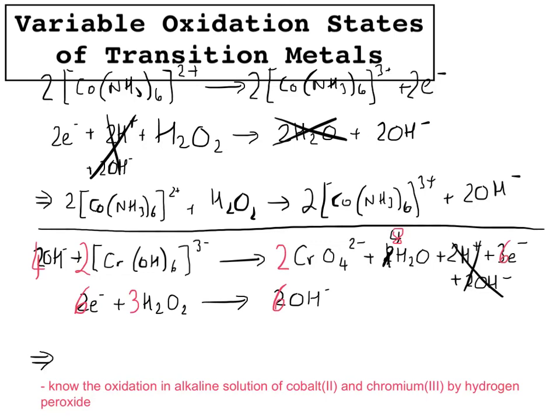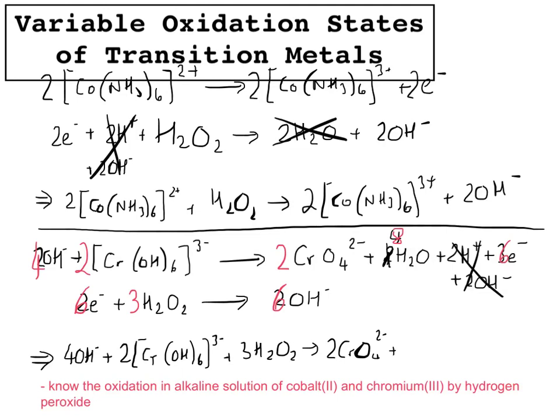So what we'll have is 4OH- plus 2 of the chromium complex plus 3 H2O2 goes to make 2 chromate ions plus 8 H2O plus 6 OH-. And then you'll see there's OH- on both sides, so we'll cancel out these 4 on this side with the 6 on this side, so I'll just have 2 OH- left over on the right hand side. And that is our equation for the oxidation of chromium 3+ in alkaline solution by hydrogen peroxide.